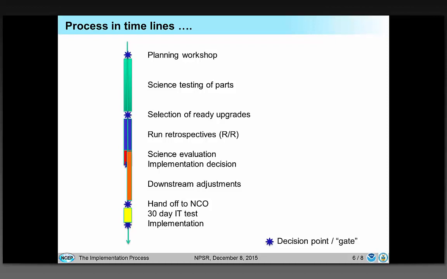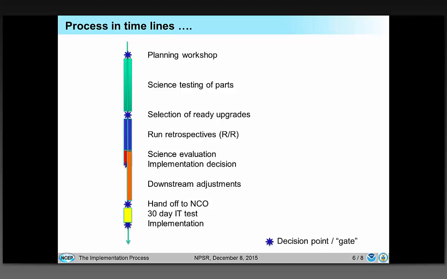Now, a system like the GFS does not live in a vacuum. There's a lot of downstream users. For instance, Mike's group having to get the MOS adjusted. So normally, in the implementation process, there is a piece of time included in which our downstream users of the main code will be able to see whether they need to make any adjustment and go forward with that. And then once all that is done and we're ready for it, the whole package is handed off to NCO. Then you have a 30-day IT test and you have the implementation.